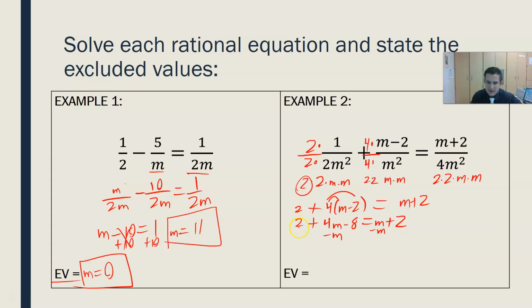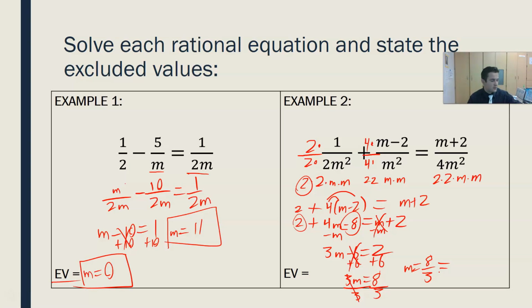So I have, and if I combine 2 and negative 8, I have 3m minus 6 equals, this made 0, a positive 2. So I combined some stuff on the left, I subtracted m on both sides, and I have 3m minus 6 equals 2. When I add 6 on both sides, I'm going to get 3m equals 8. And I have 3 times m now. If I divide by 3 on both sides, I get m equals 8 thirds.